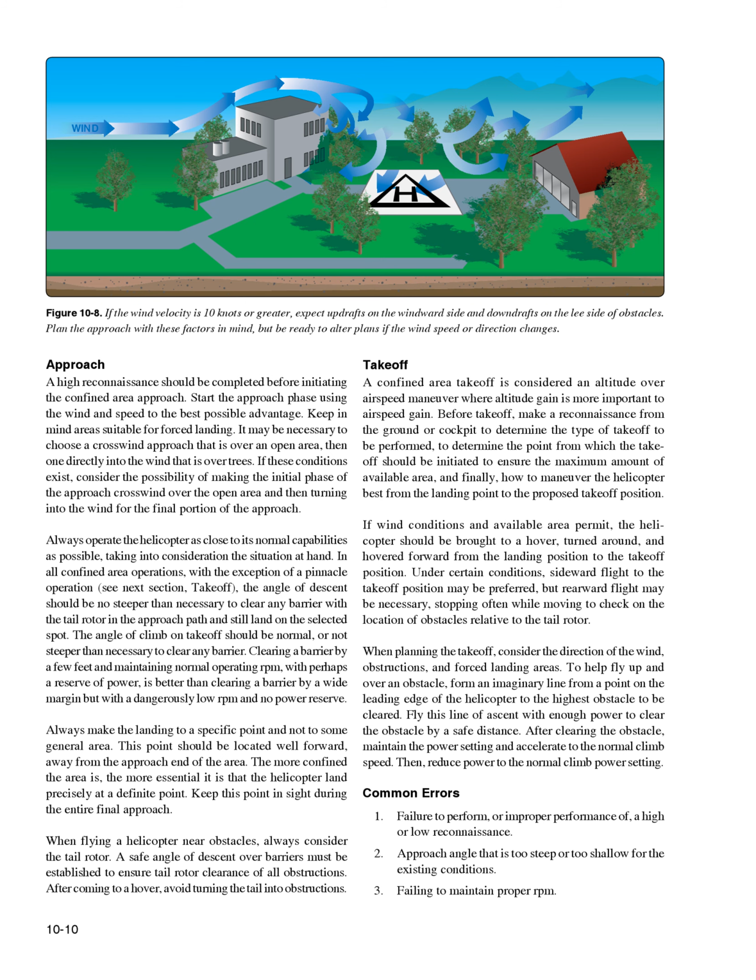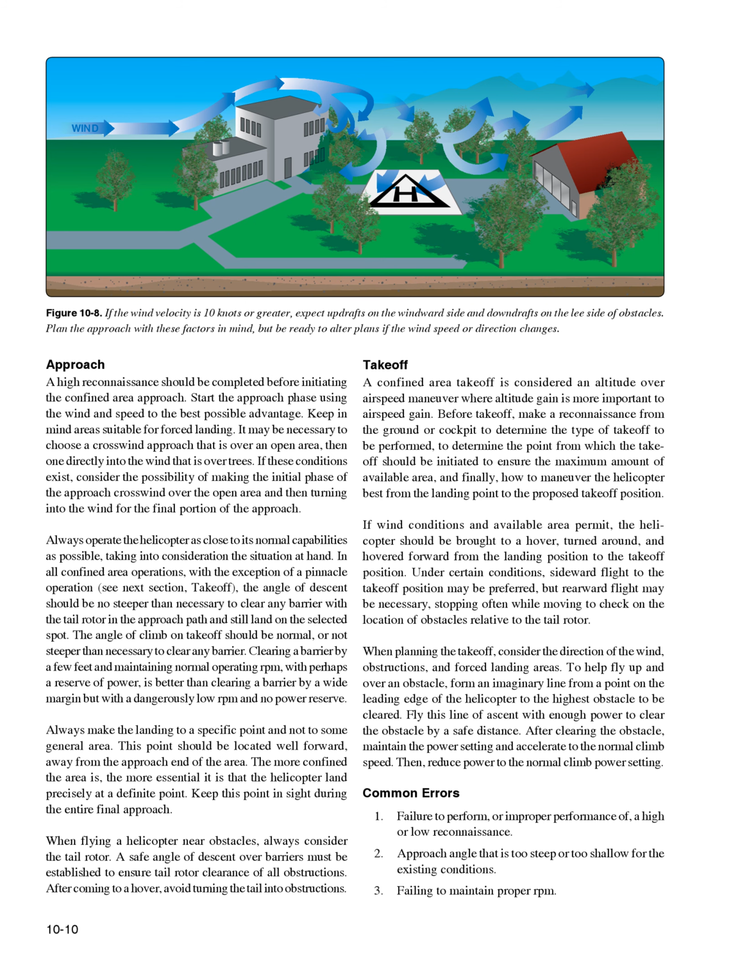In all confined area operations, with the exception of a pinnacle operation (see next section), the angle of descent should be no steeper than necessary to clear any barrier with the tail rotor in the approach path and still land on the selected spot. The angle of climb on takeoff should be normal, or not steeper than necessary to clear any barrier. Clearing a barrier by a few feet and maintaining normal operating RPM, with perhaps a reserve of power, is better than clearing a barrier by a wide margin but with a dangerously low RPM and no power reserve.